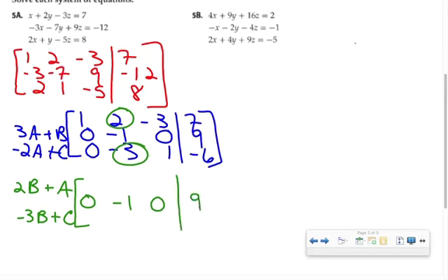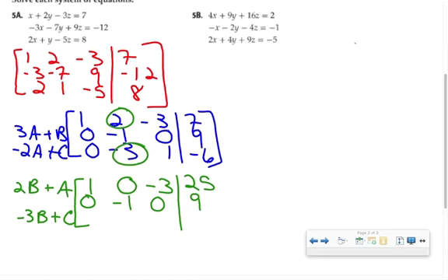So 2 times 0 is 0, 0 plus 1 is 1. 2 times -1 is -2, plus 2 is 0. 2 times 0 is 0, 0 plus -3 is -3. 2 times 9 is 18, 18 plus 7 is 25.